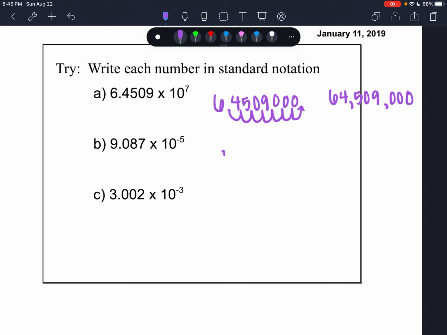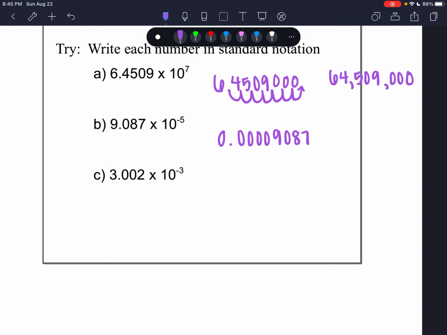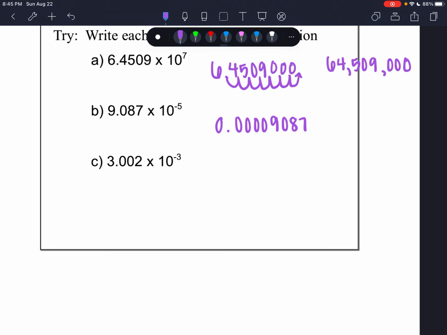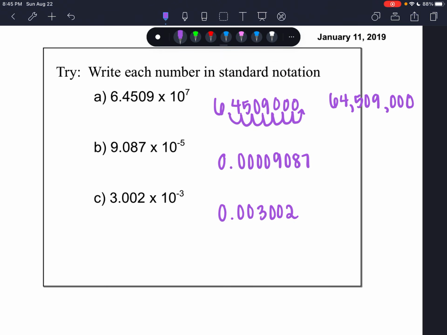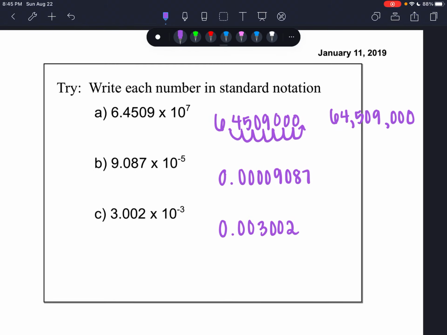For your next one, we should have had 0.00009 0.087 for our final answer. And for our last one, you should have had 0.003002 for your final answer. So hopefully this lesson was clear, a good refresher on writing in scientific notation, and you are ready to move on to the independent practice.